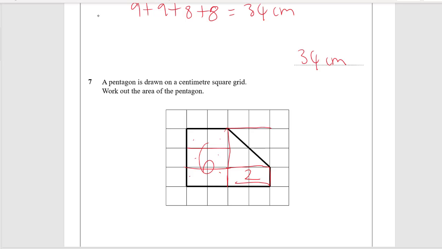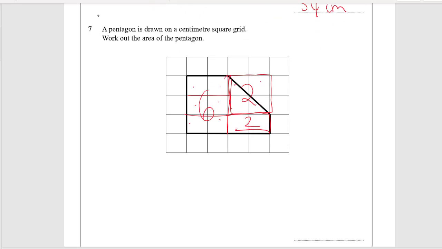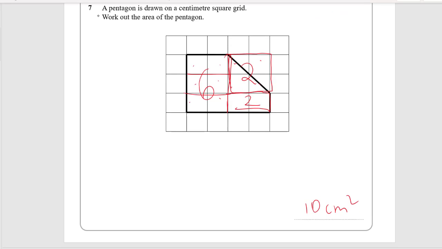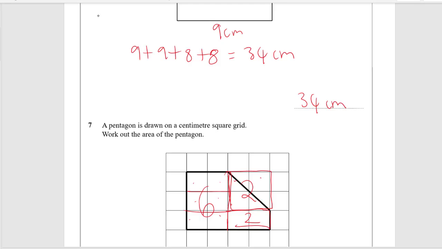So let's draw a square there. So 1, 2, 3, 4. We're halving it because a triangle is half of a square. So we got 2 there. So 6 add 2 is 10 centimeters squared. So it'll be 10 centimeters squared. Okay, that's the answer for that one.